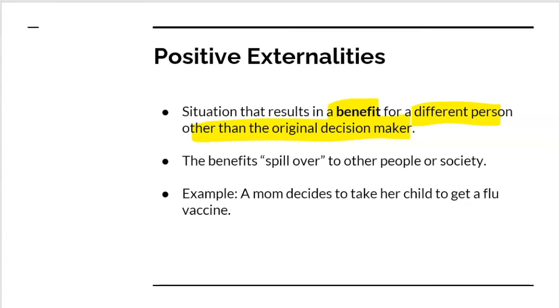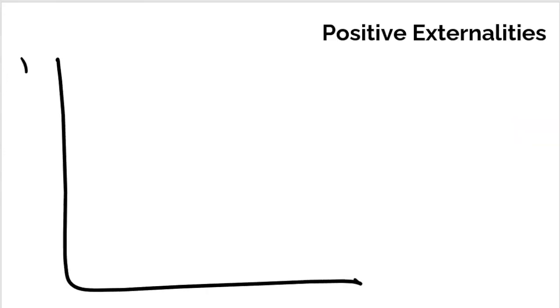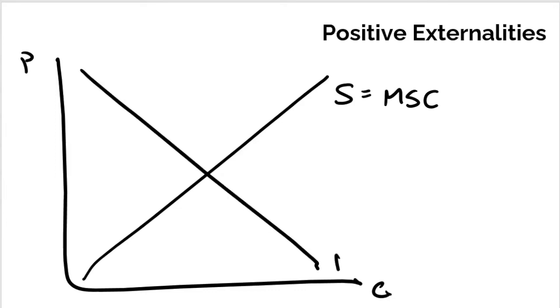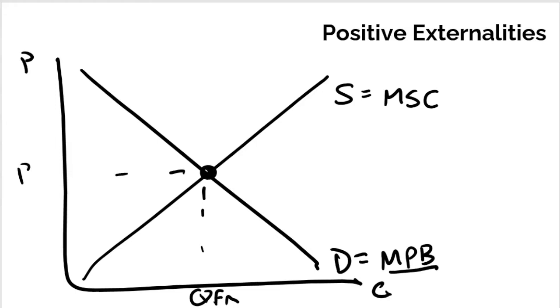So here, what we are going to do, or how it looks, is it looks the same, but we're going to call the curves slightly different things. Here we have our supply, which is our marginal social cost. And here, this is what's different: our demand is our marginal private benefit. Remember, we're talking about the marginal private benefit because the parents are taking their kids to get a flu shot. They're not looking at the social benefits of getting the flu shot, but instead they're looking at the private benefits, how it's impacting and benefiting their child specifically. And so here, where these two curves intersect is our quantity of the free market and our price of the free market.